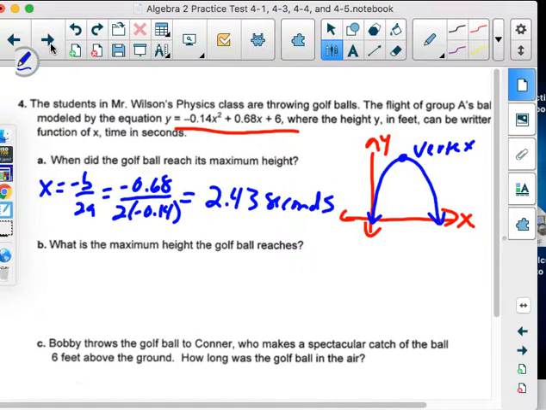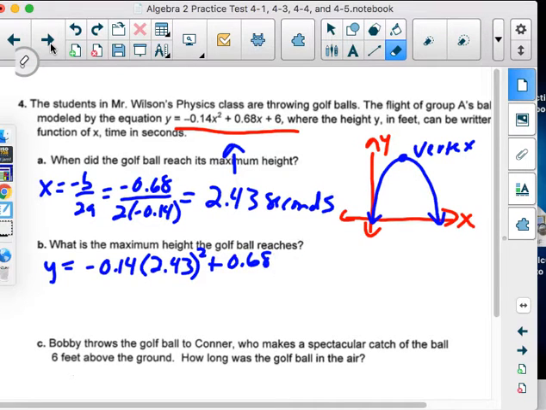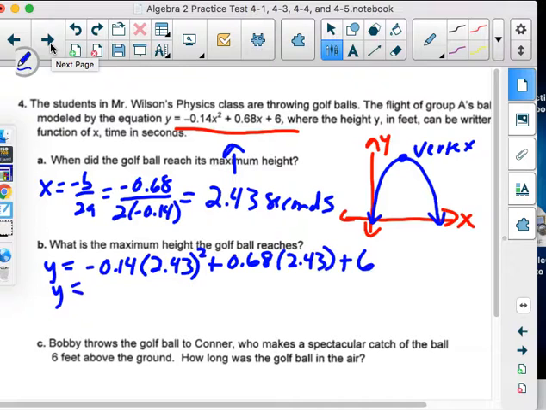And then it says, what is that maximum height that the golf ball reaches? Well, to get that, we have to put 2.43 back in there. So y equals negative 0.14 times 2.43 squared plus 0.68x. Sorry, don't want the x there anymore. 0.68 times 2.43 plus 6. And for that, we just go ahead and grab a calculator, and that will be 6.83 feet.